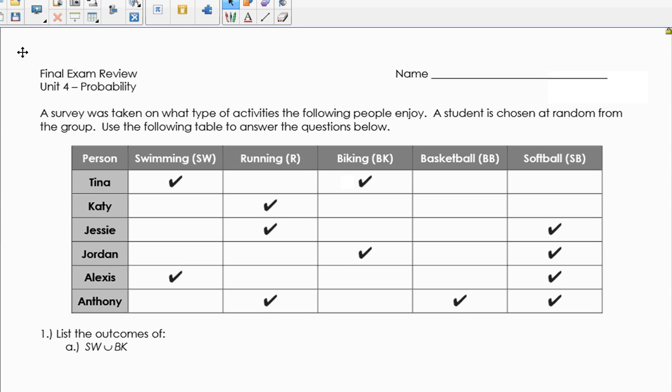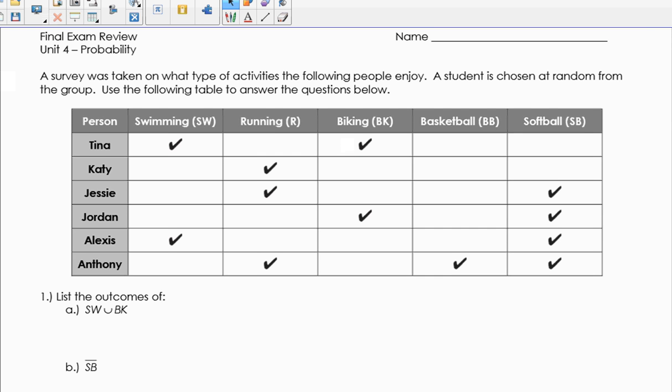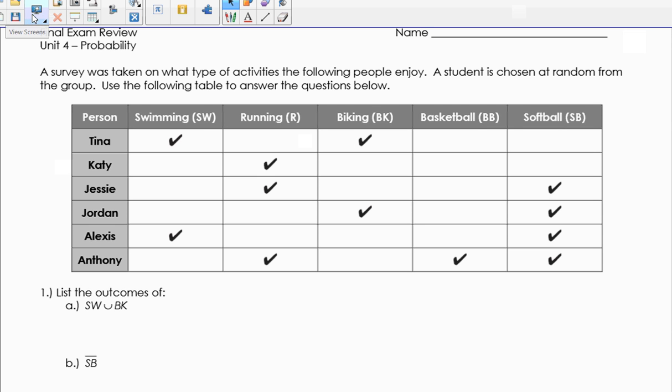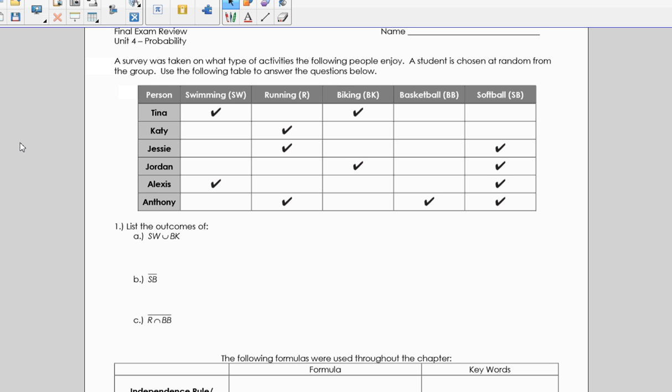So we're going to go over a couple things that we did in probability. Just kind of the formulas, a couple of little detail things that will be covered on the final. So the first thing we talked about was just the symbols, and I'm going to make this a little smaller so we can see everything at once. There we go. The symbols and outcomes and things like that.